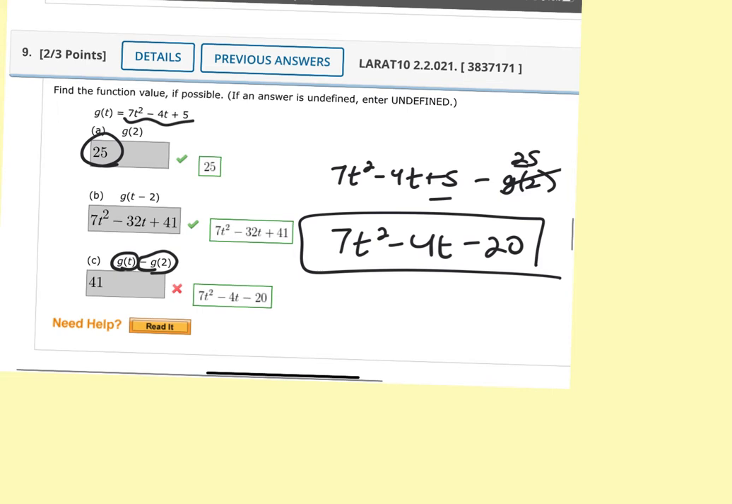Wait, so what is this g of t? Does that mean plugging t in? But the t is already there, so it is the original. G of t is what they give you. You don't have to alter it.